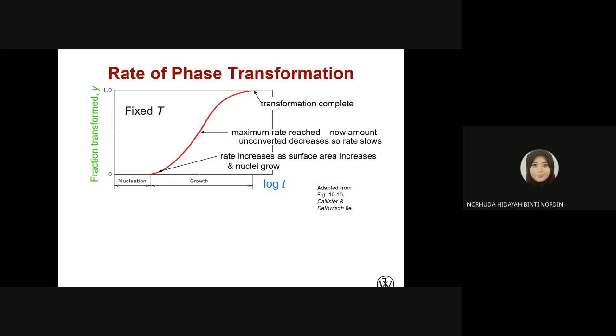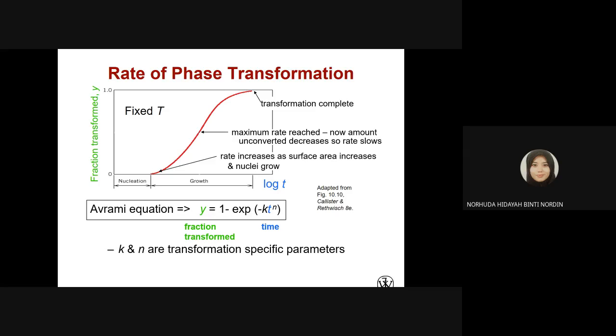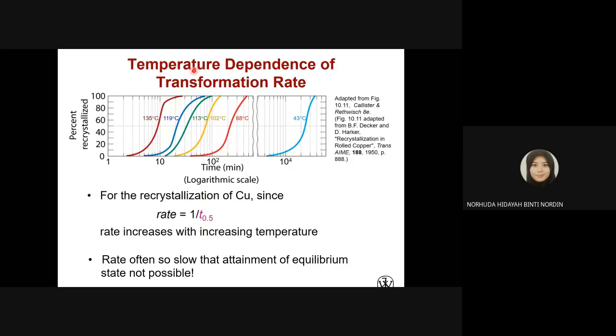This is how you read this graph. Basically we use the Avrami equation. So now you can see 0.5 is the maximum rate, which is at t0.5. Now the temperature affects the transformation rate. So you see different temperatures along this graph; you can see the temperature is reduced with time.